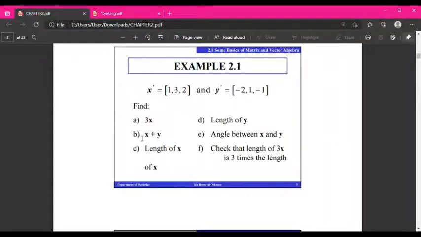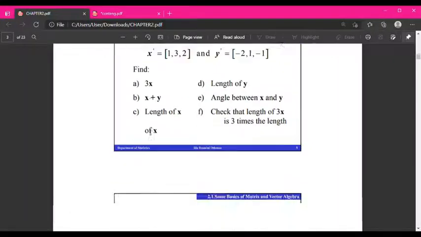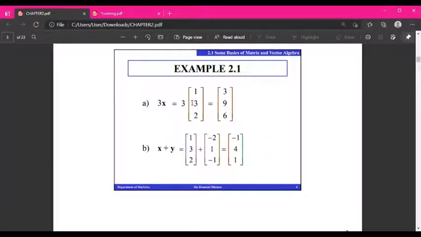Okay. First question, get the matrix 3X. X is a vector, 3 is a scalar. So, we can just multiply the scalar or constant with the vector X. Just multiply each entry with the constant, and you will get this matrix.